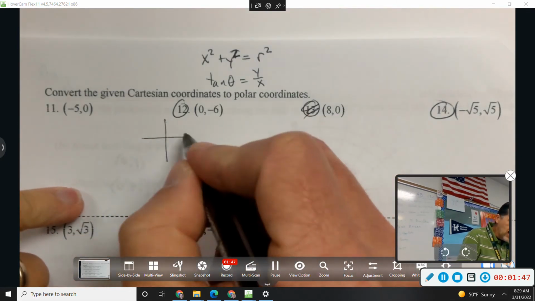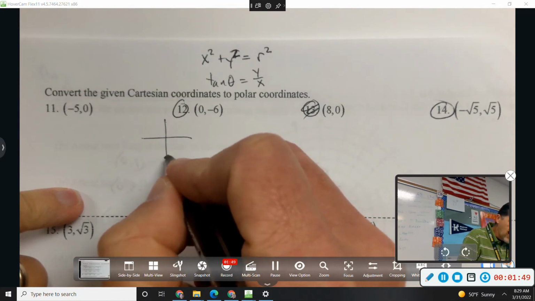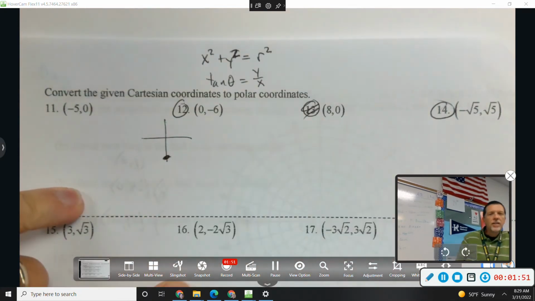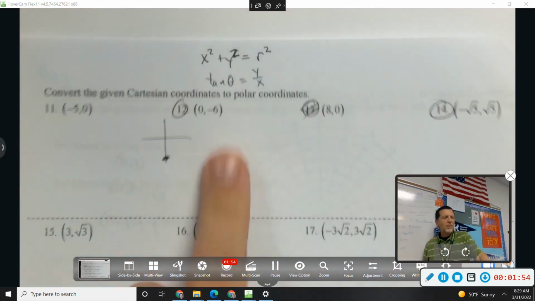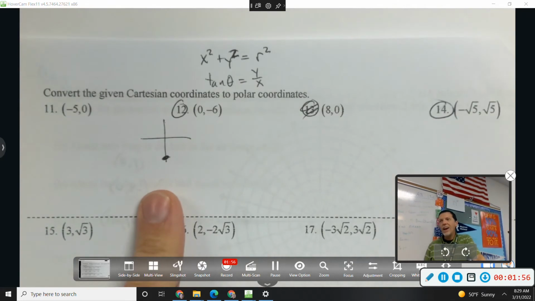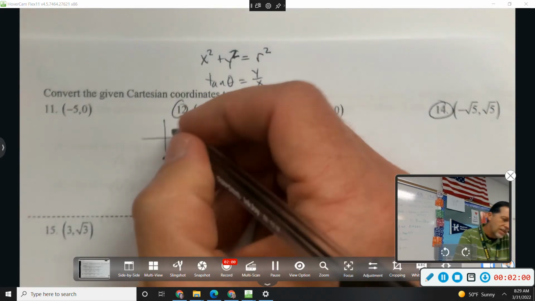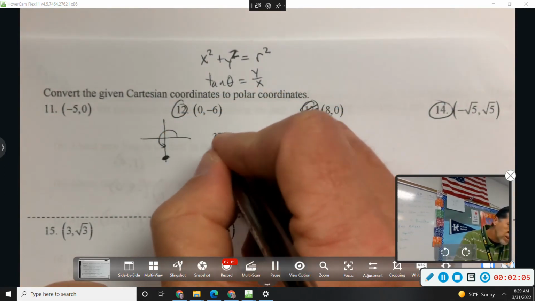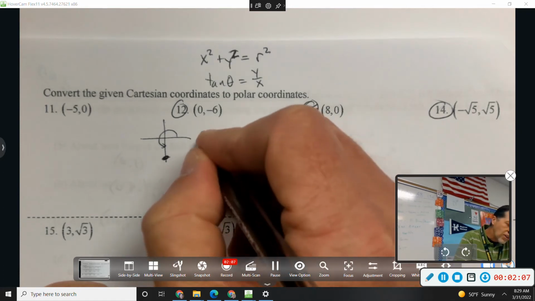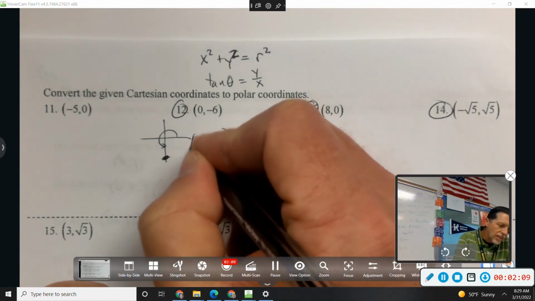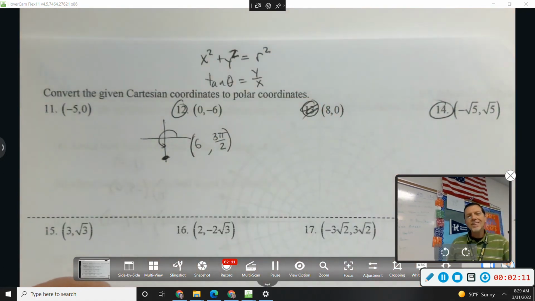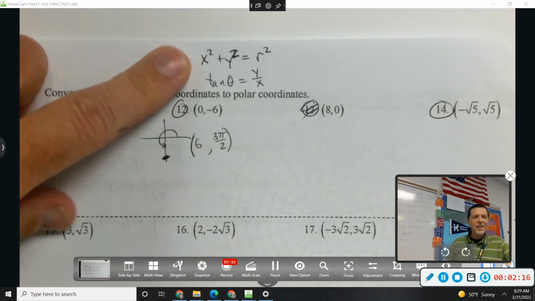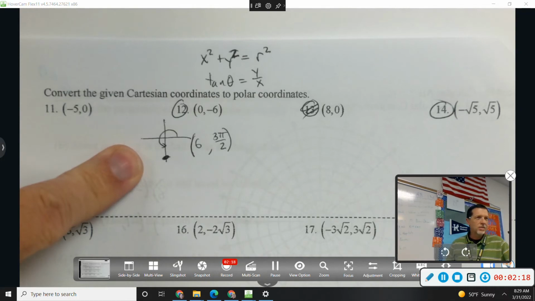Let's see, 0, negative 6. That would be right there. Now, forget the equations. If you graph 0, negative 6, I hope you can give r and theta just by looking at it. The theta is 3 pi over 2, and the r is 6. So for a lot of these, do you need the equations? Technically, but a lot of times you can just look at it and figure it out.